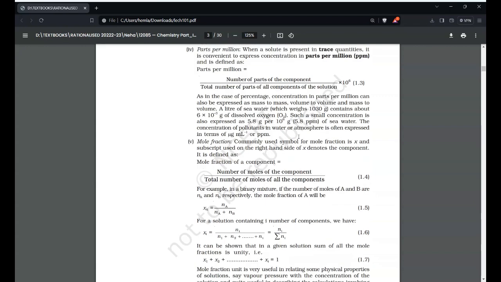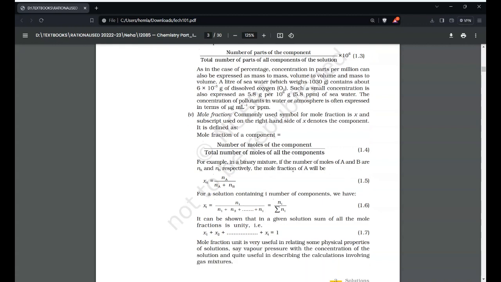Mole fraction. Now, mole fraction is a very important topic. Not important, but important in terms of JEE marks. Recently in JEE, a question came from mole fraction, like this exact thing came. So I guess you just need to remember this, which is very easy to be honest. Number of moles of a component upon total number of moles of all components gives you the mole fraction.